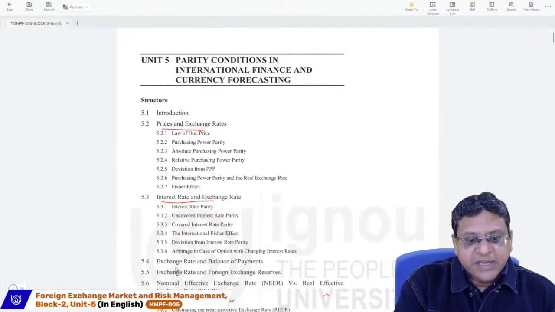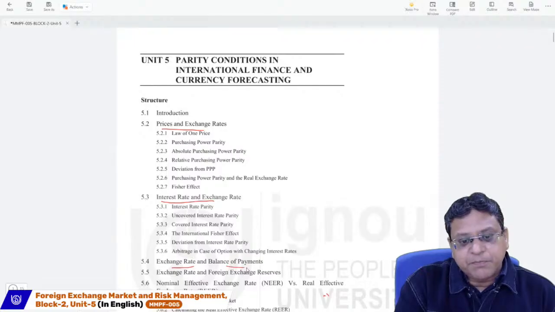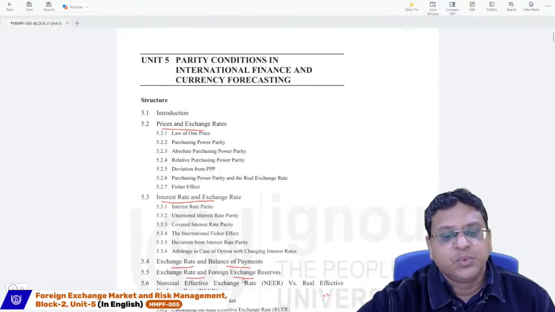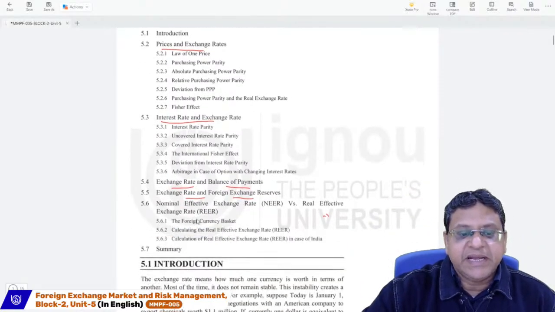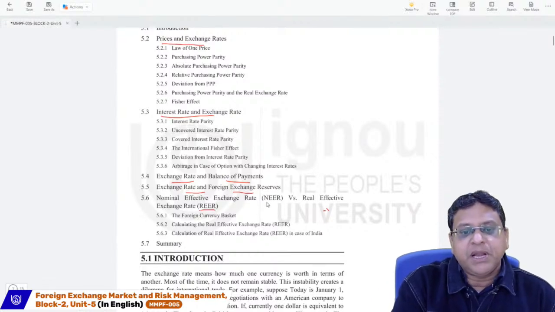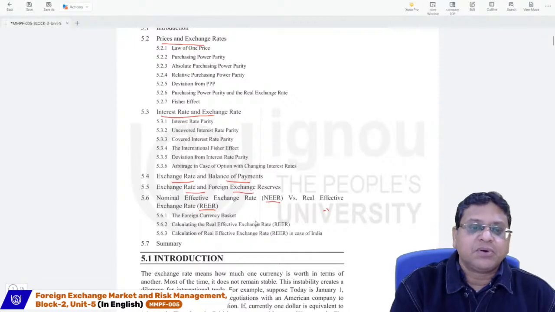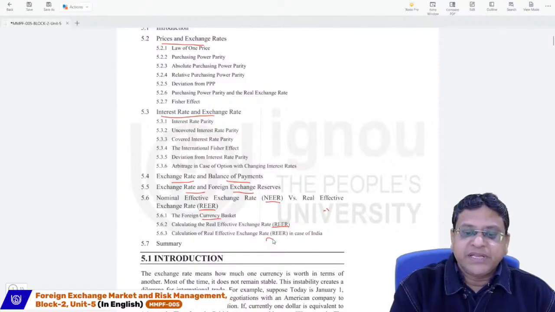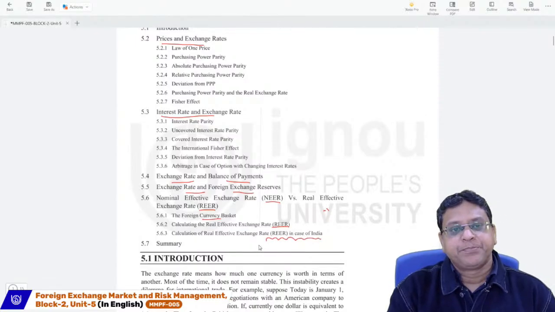Next, we will discuss exchange rate and balance of payment. What is the relationship between them? We will discuss exchange rate and forex reserve. At last, we will discuss REER and NEER. REER means real effective exchange rate and NEER means nominal effective exchange rate. In context of that, we will discuss foreign currency baskets. We'll discuss calculation of REER and how REER is computed in India.